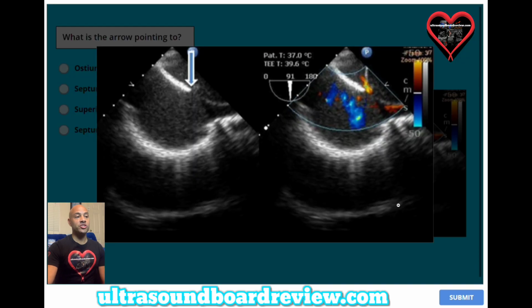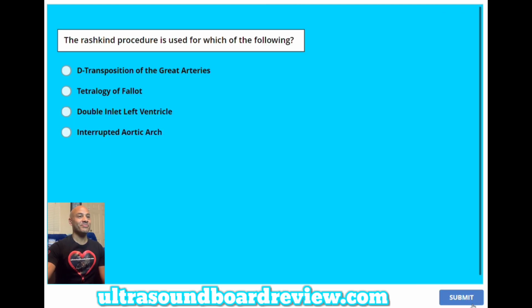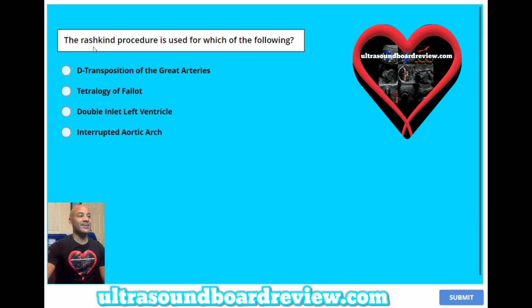Again, this is another image of the bicaval view with the superior vena cava over here. And this is a superior vena cava septal defect. Question 107. The Rashkind procedure is used for which of the following? A. Detransposition of the great arteries. B. Tetralogy of Fallot. C. Double inlet left ventricle. Or D. Interrupted aortic arch.